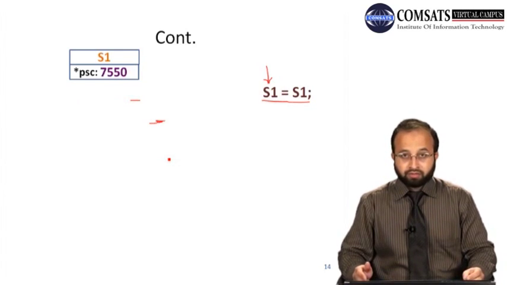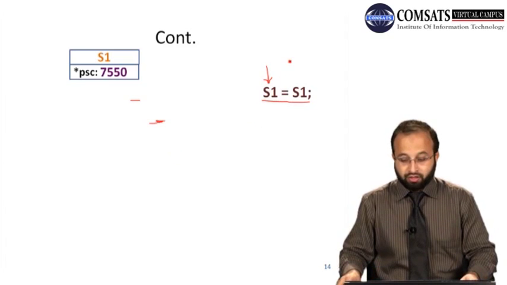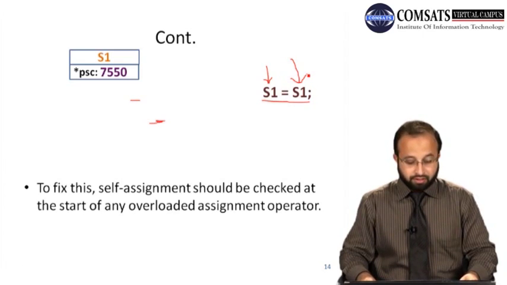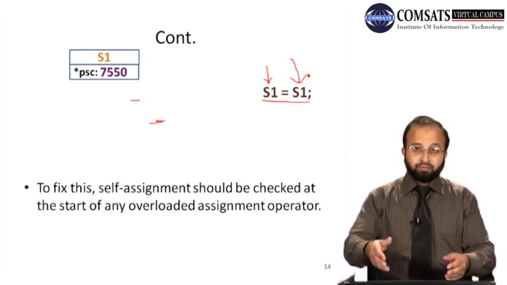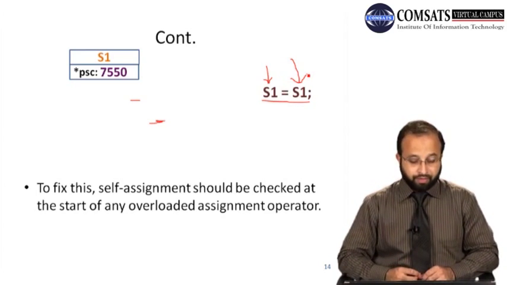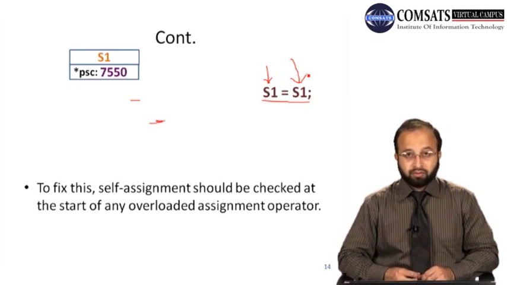And now it has to execute the assignment. Now S1, जो एज ए पैरामीटर पास हुआ है, ये ऑब्जेक्ट s.pcs या s.arrow.pcs को एक्सेस करेगा, and that is nothing, right? There is no string count object at that memory location. To fix this, because if you do something like this, your program hangs up or you're shut down by the operating system. So to fix this, self-assignment should be checked at the start of any overloaded assignment operator.